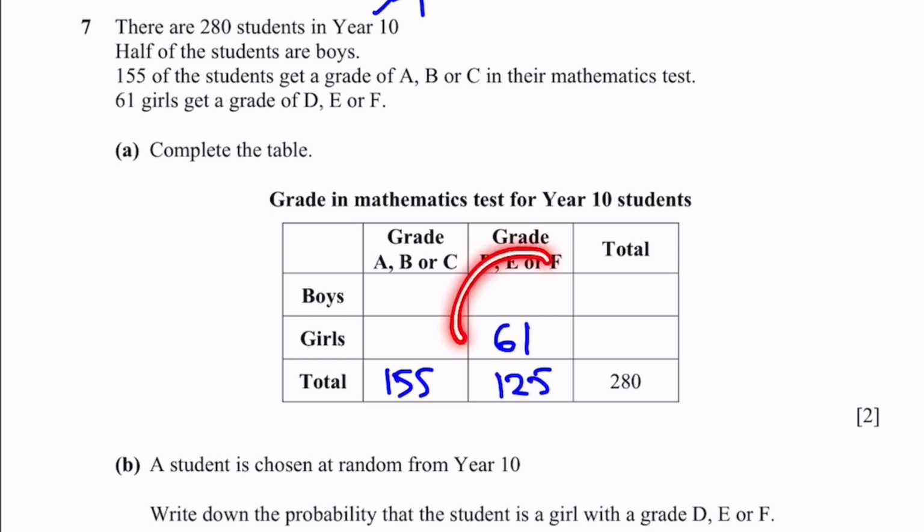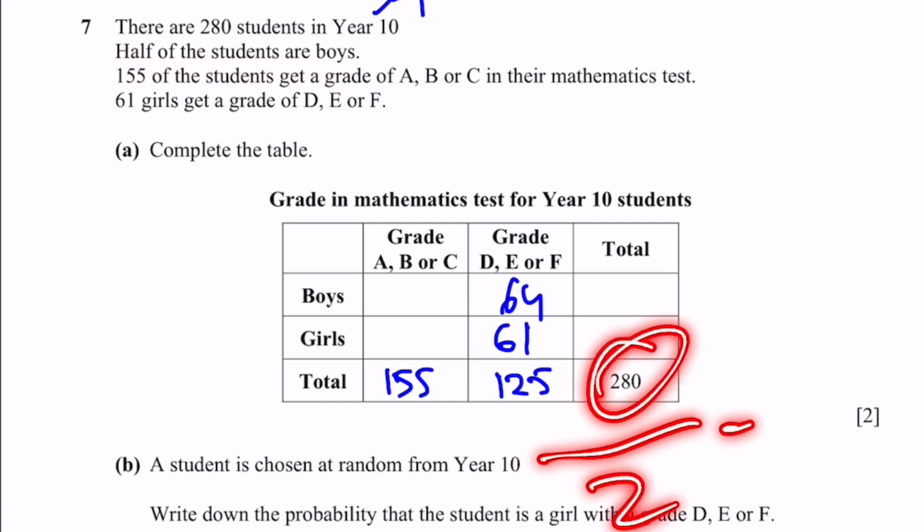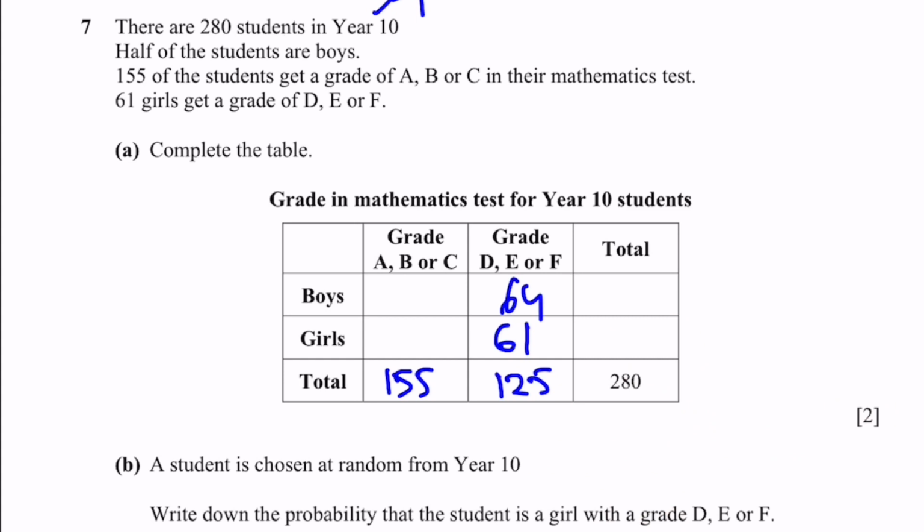And now we can find out how many boys got this grade. 125 minus 61, that's 64. Now we need to look at another detail. Half the students are boys, which means 280 by 2, which is 140. That's how many boys there are in total.